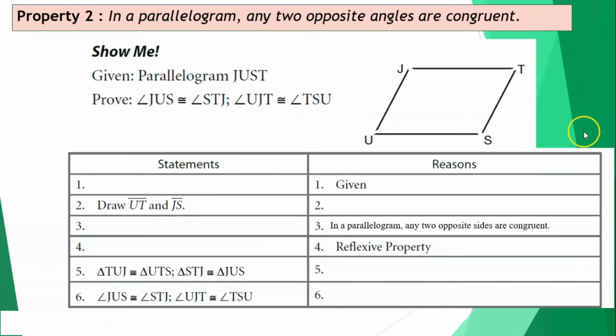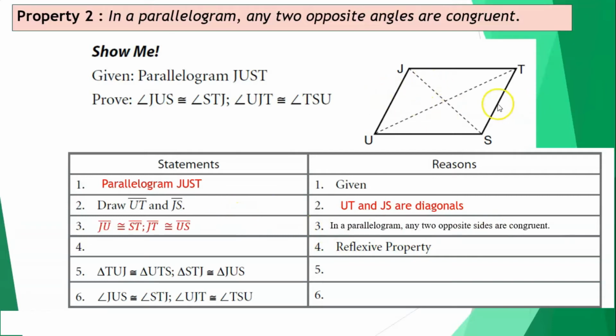Okay, another. We have here parallelogram JUST. So prove that angle JUS is congruent to angle STJ, and angle UJT is congruent to angle TSU. So take note, we have a given. We only have one given, so that's parallelogram JUST. For the second statement, you have to draw UT and JS. Take note, they are diagonals of a parallelogram. Next, your clue for number 3 is that opposite sides are congruent. So with that, you have JU congruent to ST, and JT is congruent to US.